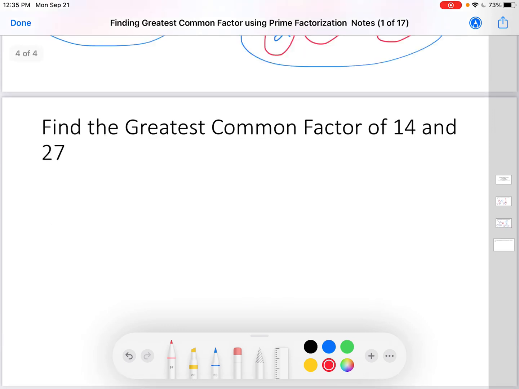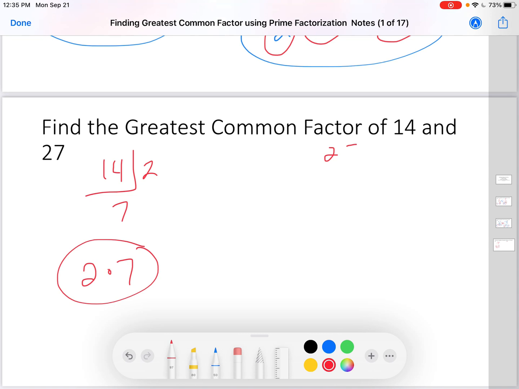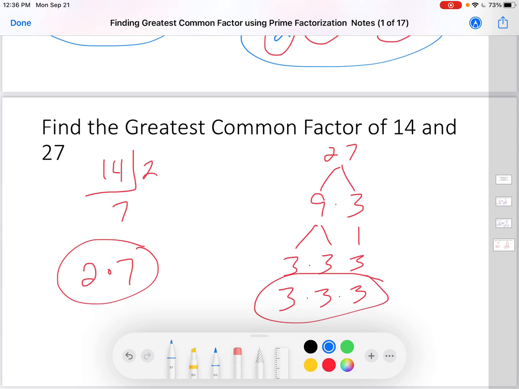Here's a third example. 14 and 27. 14 divisible by 2 is 7. 7's prime, so 2 times 7. 27. Well, that's 9 times 3. 9 is 3 times 3, and 3 is 3, so that's 3 times 3 times 3. So find what they have in common. They have nothing in common.